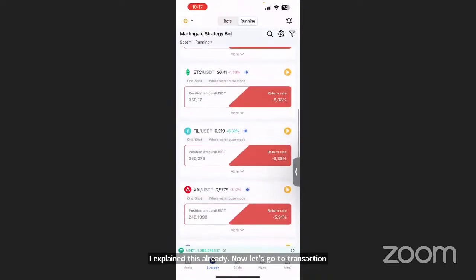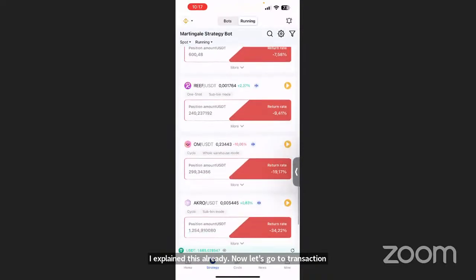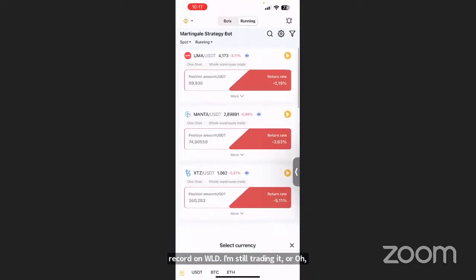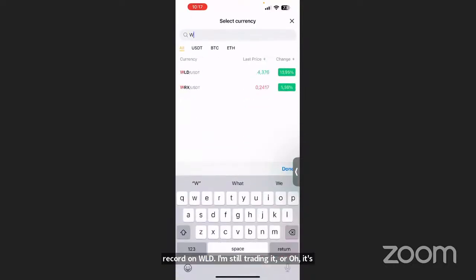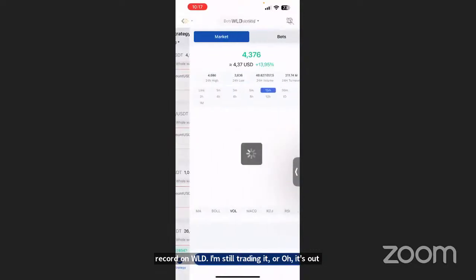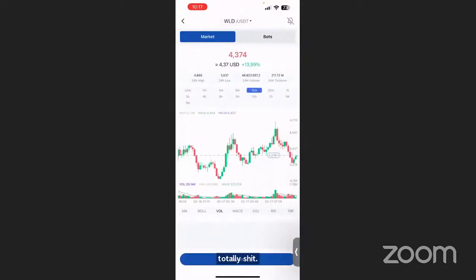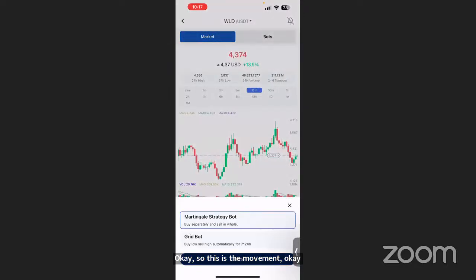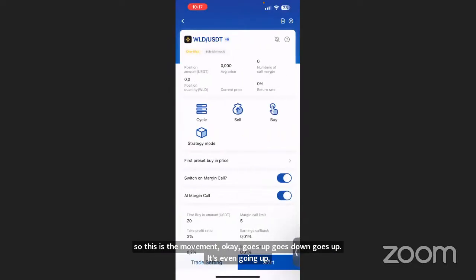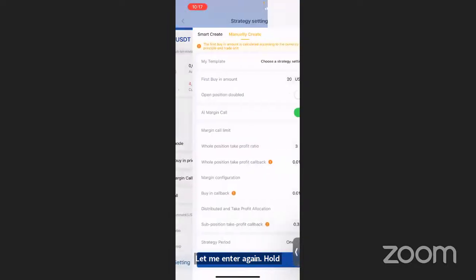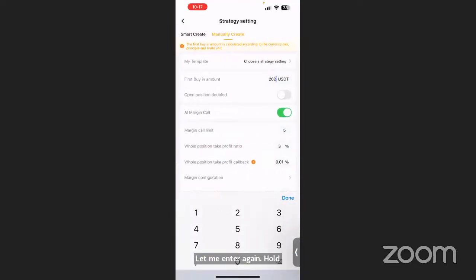I'm still trading it though. Oh, it's out totally. Okay, so this is the movement. It goes up, goes down, goes up. It's even going up. Let me enter again. Hold on. Let me enter. I see opportunity.